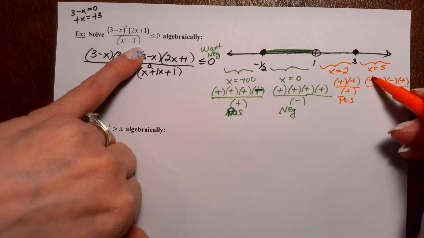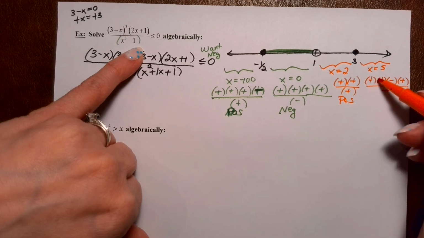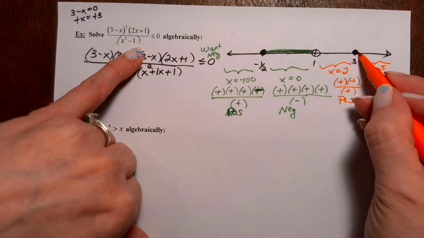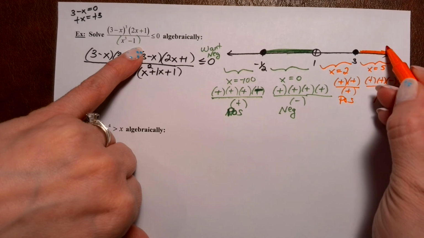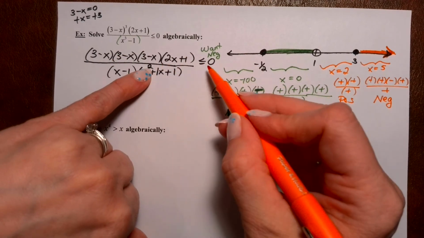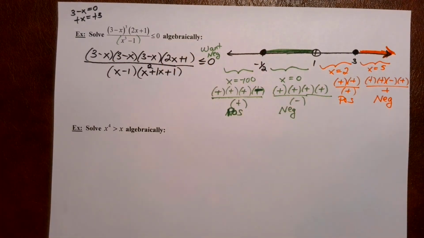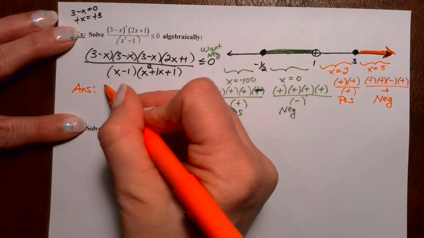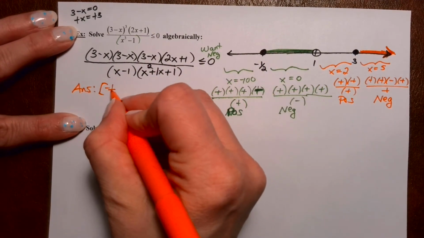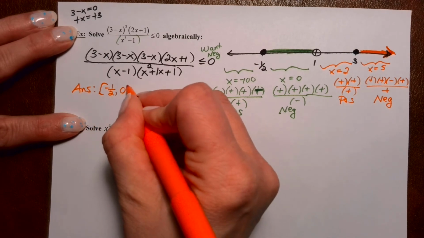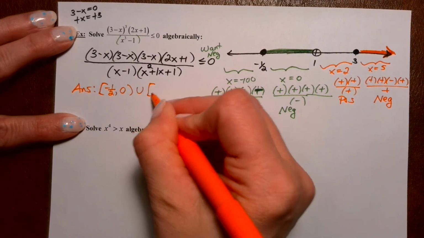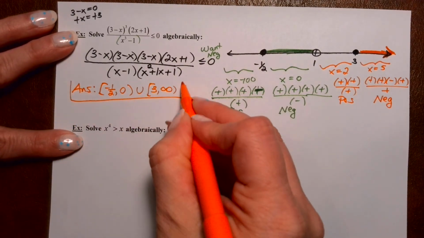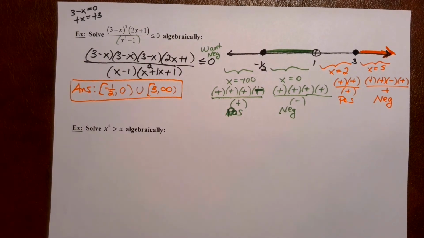Now, you can cancel 2 negatives out, and then we have 1 negative left over. It's working out to be negative, and that's what we wanted to know. Where is this function less than 0? Okay, final answer. Survey says brackets, negative 1/2 up to 0, union, brackets, 3 to infinity. Don't forget to say the official answer after all your hard work.